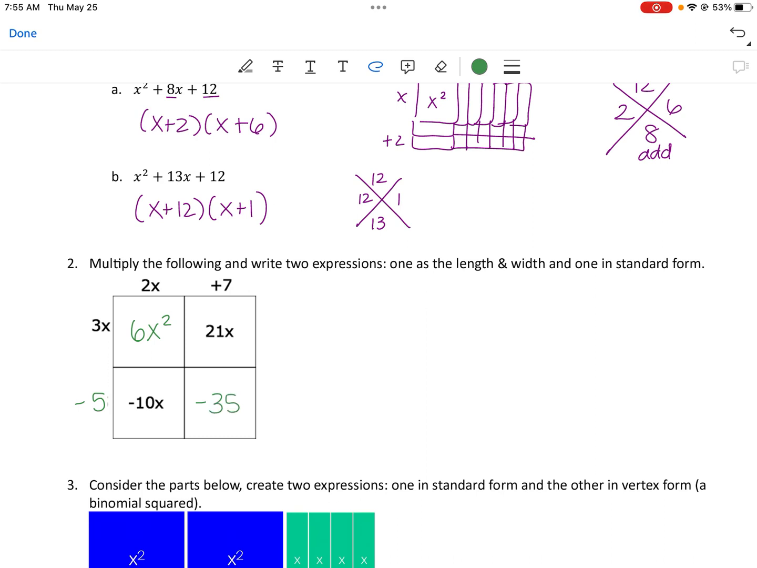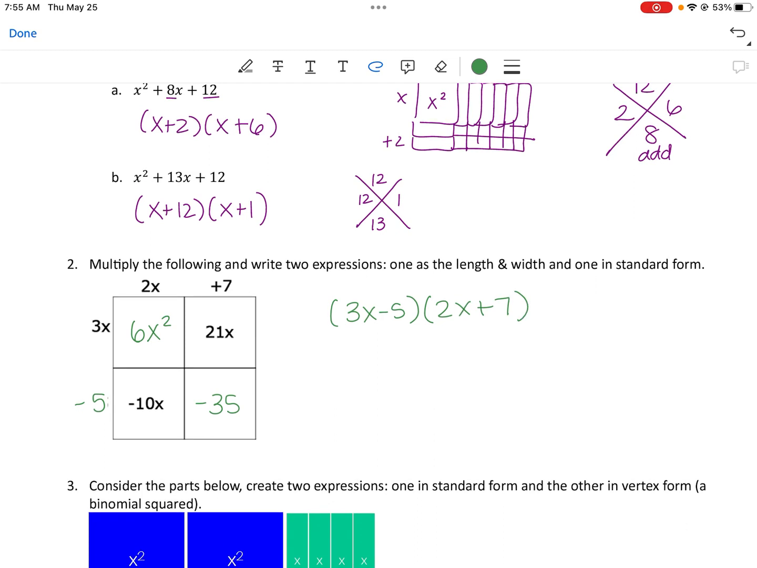So one of the two different expressions is 3x minus 5, this side, times 2x plus 7, the other side. That's one expression. This is like the length and width. This is what we call factored form, whereas the other one is thinking about adding what's in the boxes. So 6x squared plus 21x minus 10x minus 35. You can combine these 2 middle terms because they're alike. 6x squared plus 11x minus 35. And this is what they call standard form.